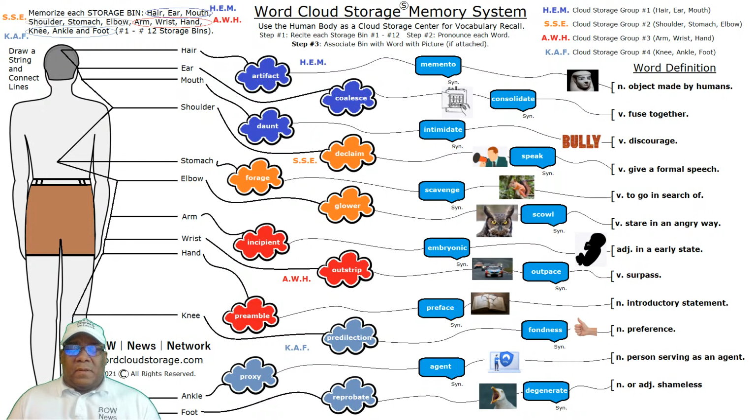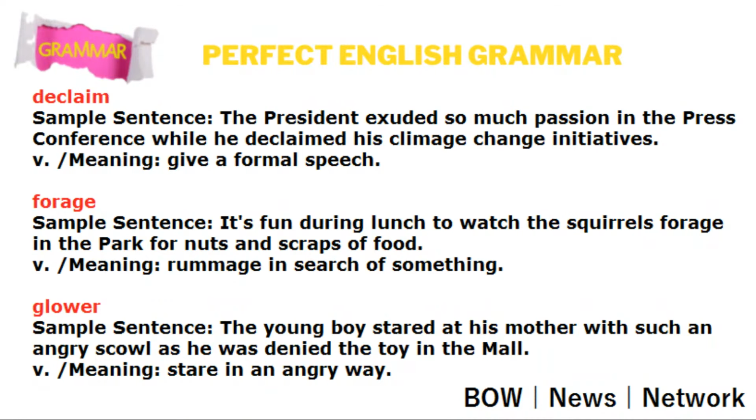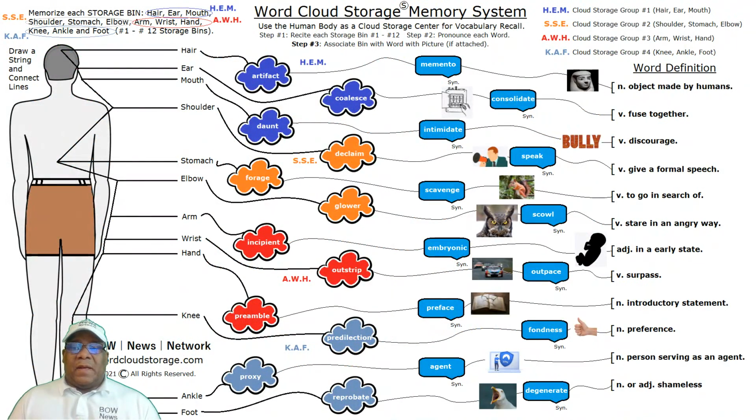Let's see, declaim. Give a formal speech, and we see a picture there of someone holding a bullhorn to speak. Let's see how it's actually used in a sentence. Declaim. The president exuded so much passion in the press conference while he declaimed his climate change initiatives. Verb meaning give a formal speech. I apologize for the typo there; it should be climate change initiatives. And so there we have declaim, speak, give a formal speech.